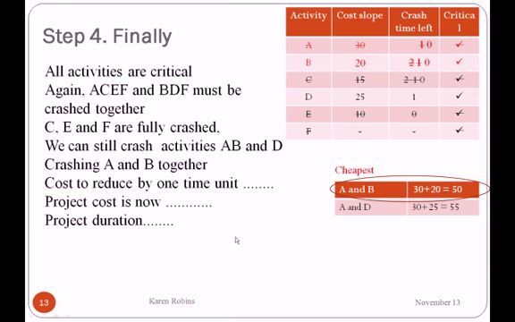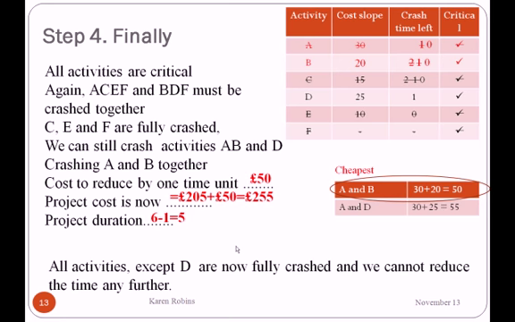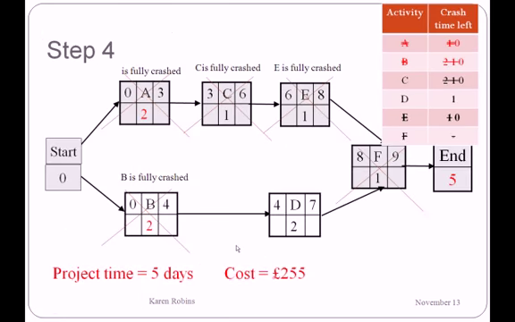So we then move on to the cost. The cost will increase by 50. The total project cost is now 255, and the project duration is now 5. All activities except activity D are now fully crashed, and we cannot reduce the time any further. Looking at the network, you can see A, C, E, F are fully crashed, B is fully crashed. If we reduce D by 1 day, it will reduce the path B, D, F to 4, but it won't reduce the path A, C, E, F. So we'll still be on 5 days. So we're now fully crashed.